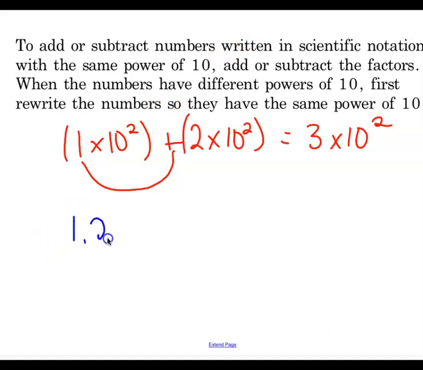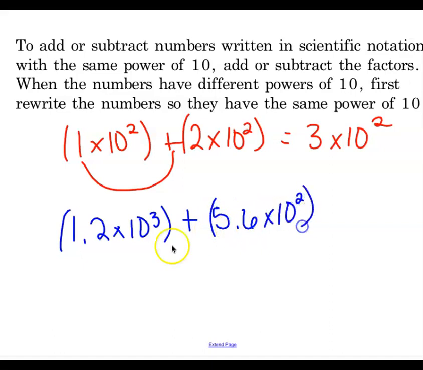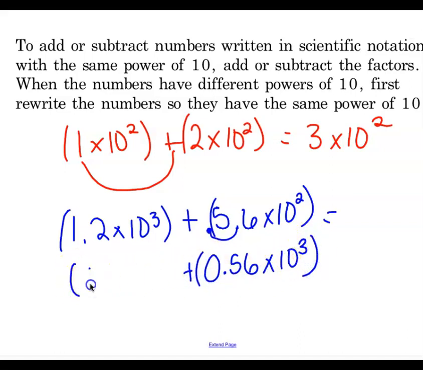So if you have 1 and 2 tenths times 10 to the third power plus 5 and 6 tenths times 10 to the second power, you have to make them the same power before you can add the factors, okay? So it's easiest if I change this to 10 to the third, and when I do that, I am going to move it one place to the left. So now it's going to become 56 hundredths times 10 to the third. So I just rewrite it, changing it to have the same power.